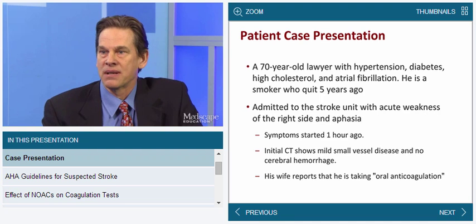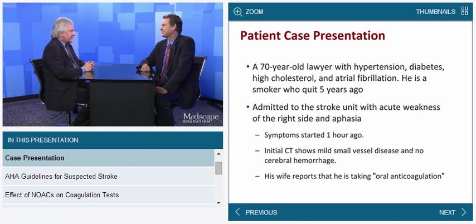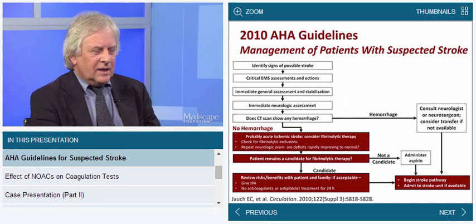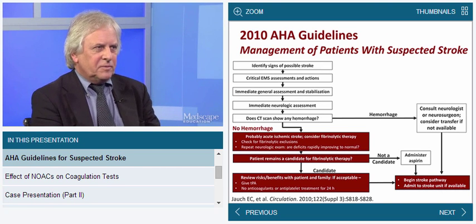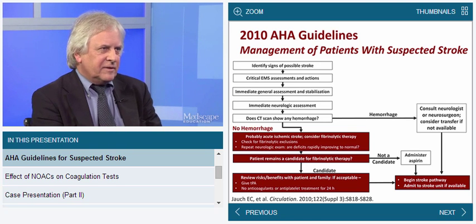So first question, would you treat this patient with intravenous thrombolysis? Yes, for a very simple reason. He obviously had an ischemic stroke. Cerebral hemorrhage is excluded. He's in the time window to perform thrombolysis, and a little bit of small vessel disease would not constitute a contraindication for TPA. The issue is his anticoagulation.